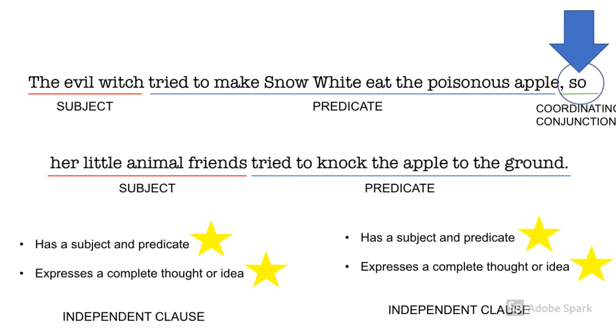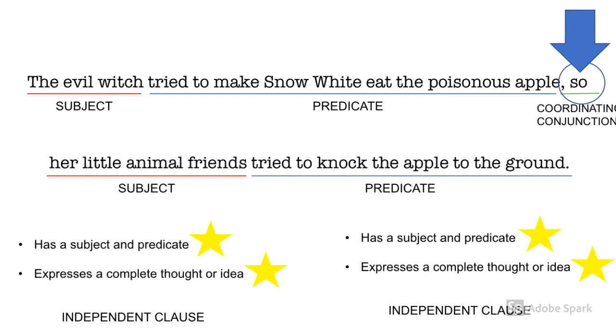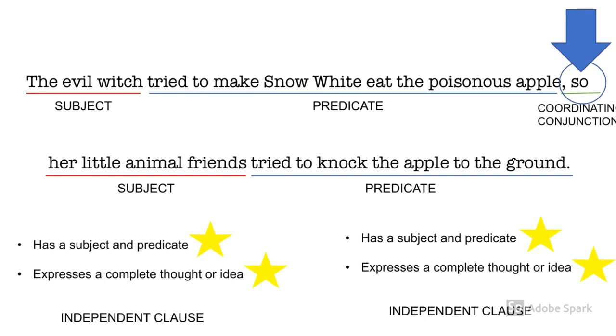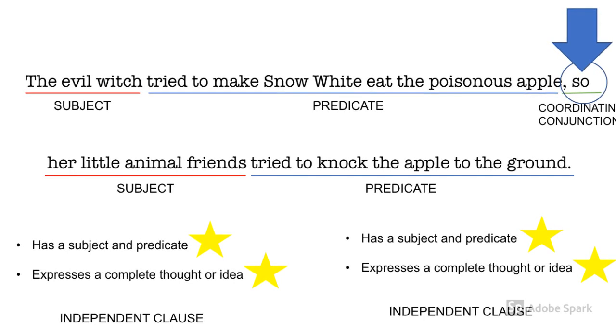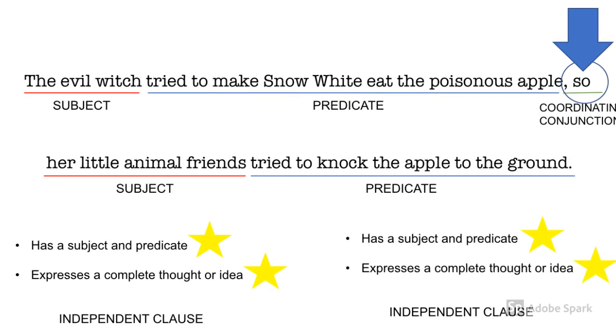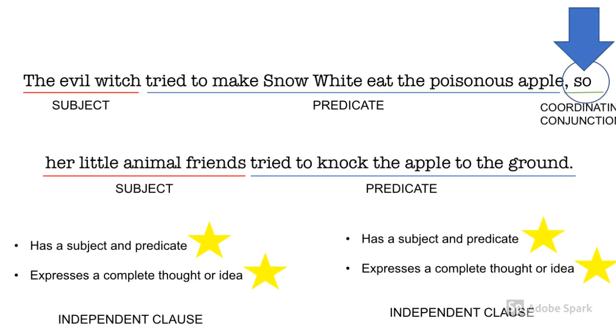We could remove one of the clauses from the compound sentence, and the other clause would still make sense. Let's test this. The evil witch tried to make Snow White eat the poisonous apple. Her little animal friends tried to knock the apple to the ground. Without the coordinating conjunction so and the comma, each independent clause functions as a simple sentence all on its own, expressing a complete thought.